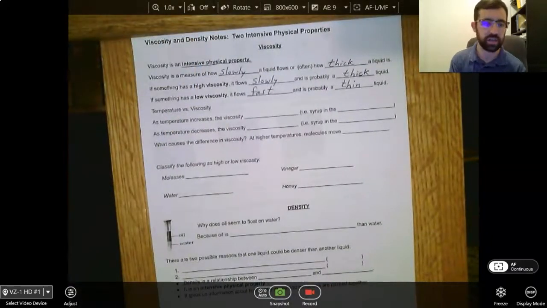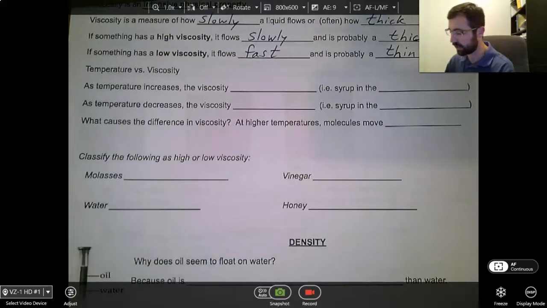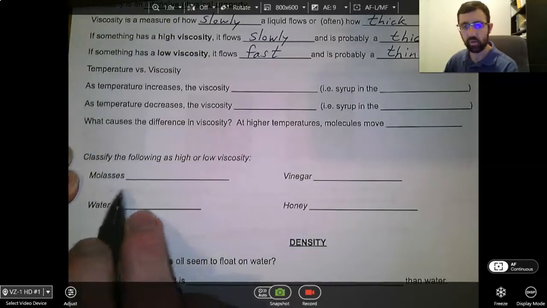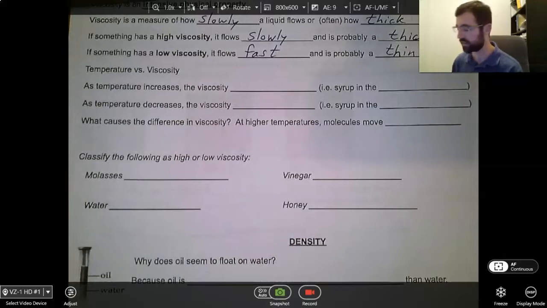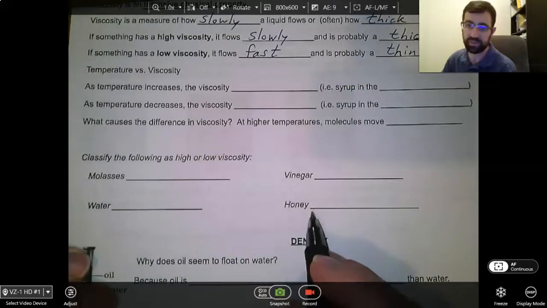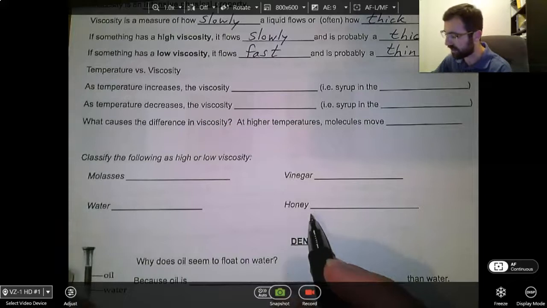Let me adjust the camera real quick. And while we're on that note, let's skip down to our examples down here. Molasses, water, vinegar, and honey. We want to write down if they're high or low viscosity. So the ones that I know are a high viscosity or a low viscosity. Well, I know that honey, because I just messed with it a little bit, I know that's pretty thick, so that would be a high viscosity.